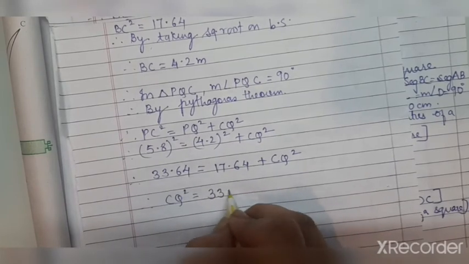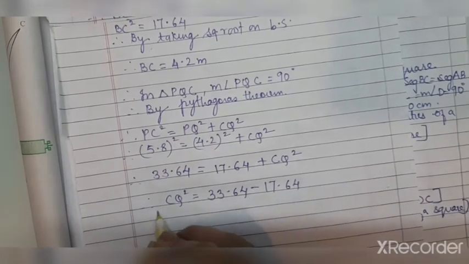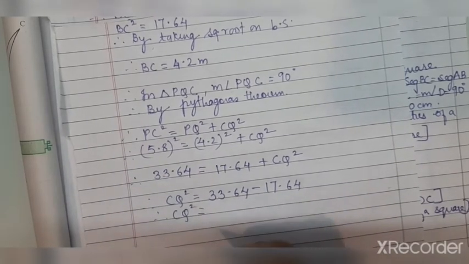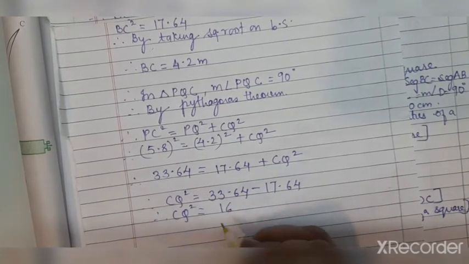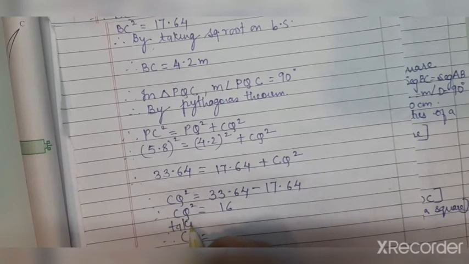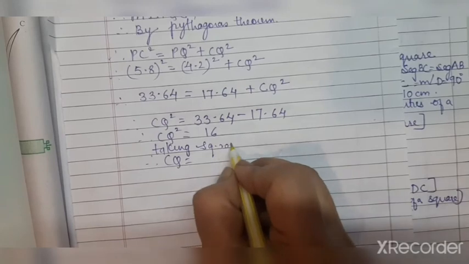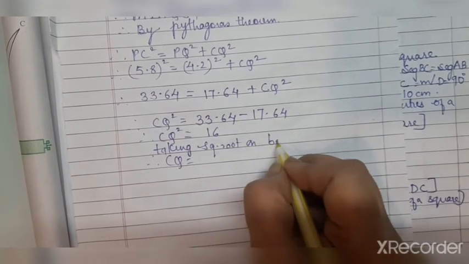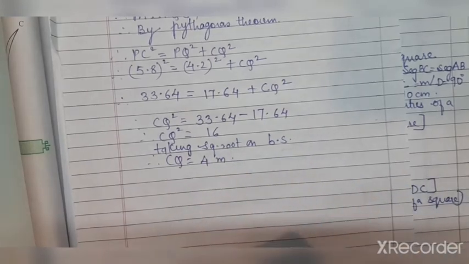Now just putting the therefore sign, we shift this, so we get CQ square is equal to 33.64 minus 17.64. Now you can do this calculation, and what you get is 16. Therefore, CQ, taking square root on both the sides, you get CQ as 4 meters.